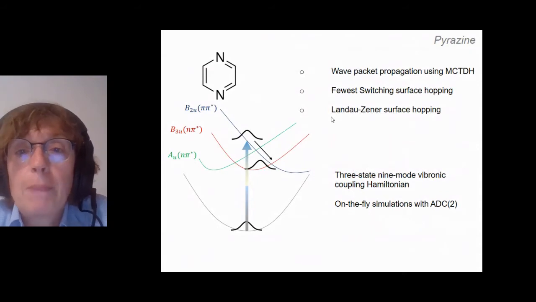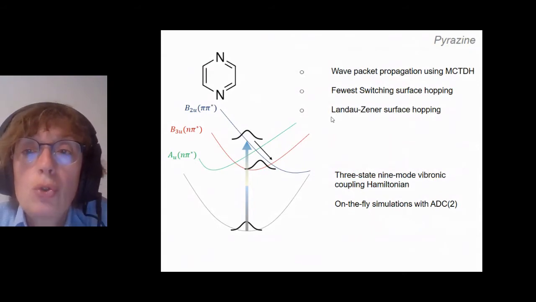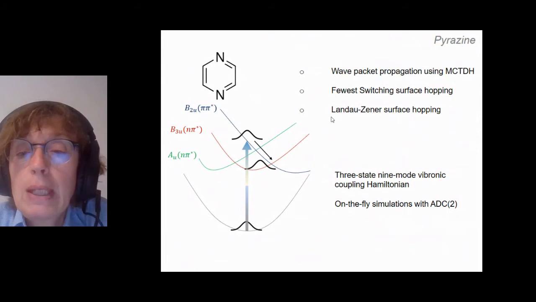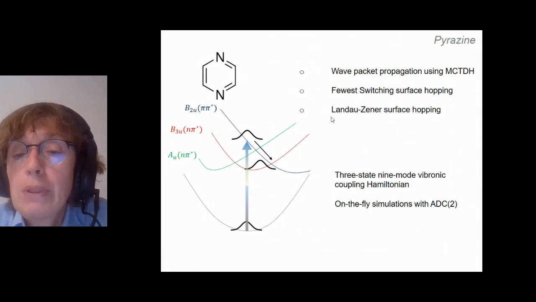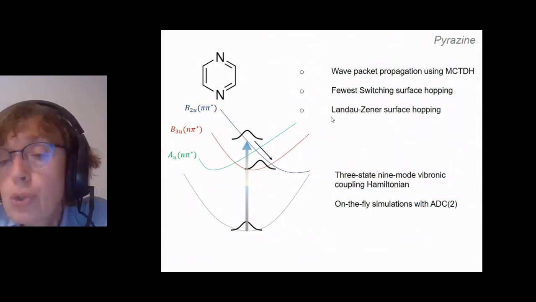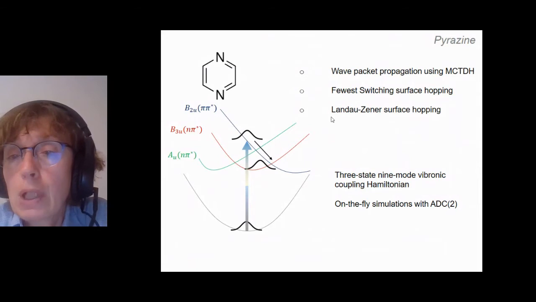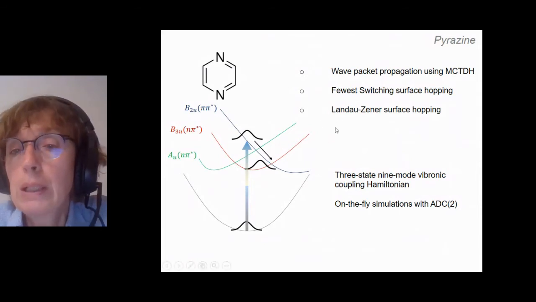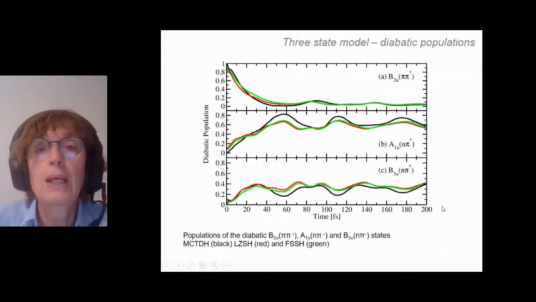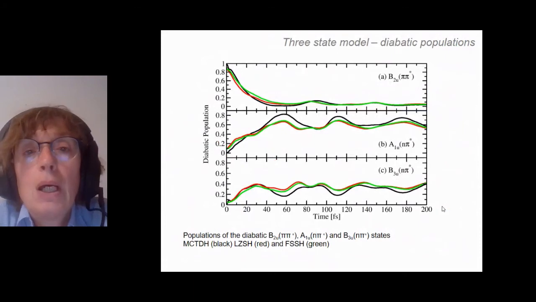So what have we done? We have done wave packet propagation using MCTDH on a three-state, nine-mode vibronic coupling Hamiltonian, and we have compared the result with semi-classical trajectory surface hopping results. Then we have also done on-the-fly full-dimensional simulation using surface hopping dynamics and two different algorithms, Tully surface hopping and Landau-Zener surface hopping, using the ADC2 electronic structure method.